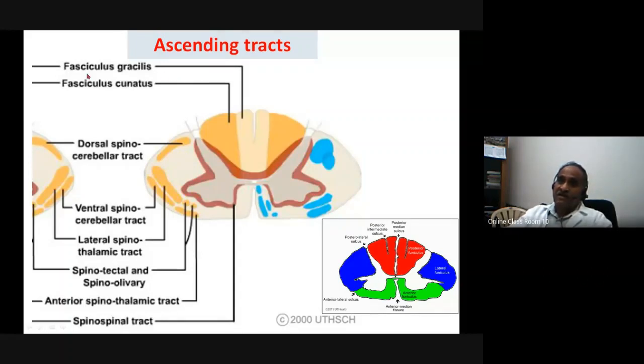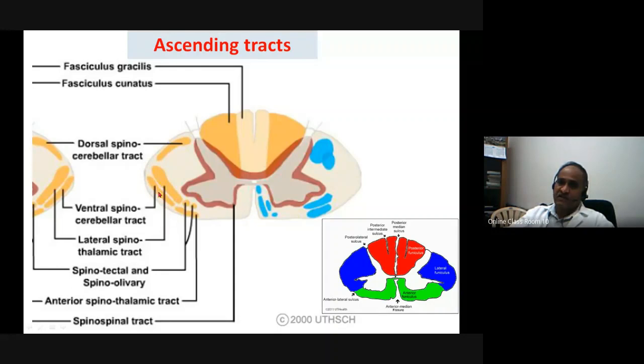Briefly, the posterior column carries fine touch, vibration, tactile localization, and tactile discrimination through the fasciculus gracilis, or bundle of gracilis, from the lower limb, and the bundle of cuneatus from the upper limb and the neck. They are uncrossed. Then some of the fibers are proprioceptive fibers. They will ascend as the dorsal spinocerebellar tract and the ventral spinocerebellar tract.